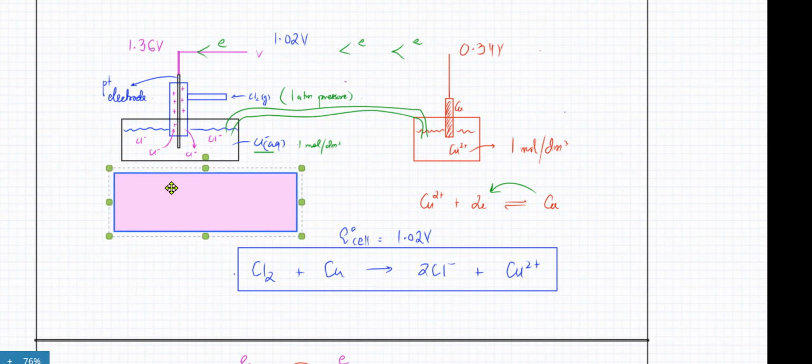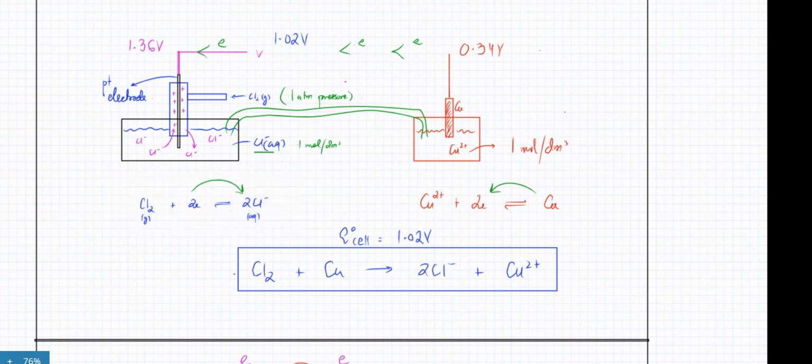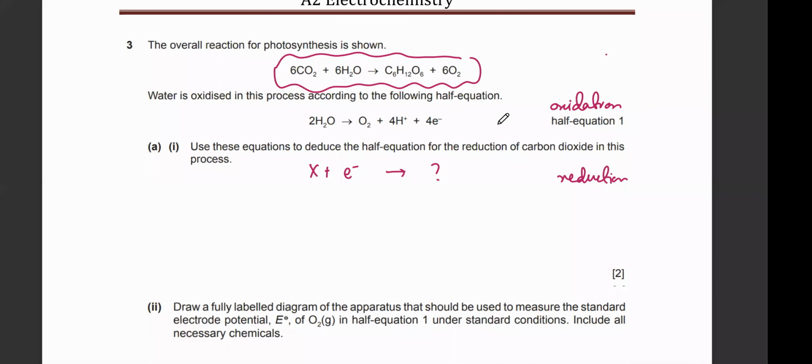So we're going to try and figure out how to do this. For example, we know the overall equation, right? So he has already stated that the water molecules are losing electrons, right? To form O2 plus 4H plus plus 4 electrons. So the water molecules are losing electrons.